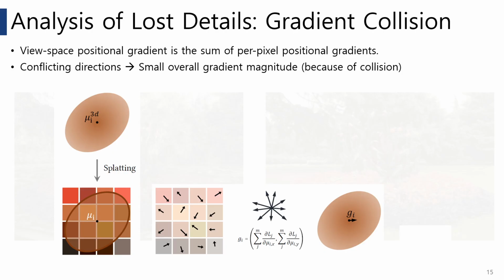The overall view space gradient for this Gaussian is then calculated by summing up all these individual per-pixel gradients. This is where the gradient collision happens. Because these per-pixel gradients often point in conflicting directions, their summation can result in an overall gradient with a very small magnitude. Essentially, the conflicting directional votes from the pixels largely cancel each other out.